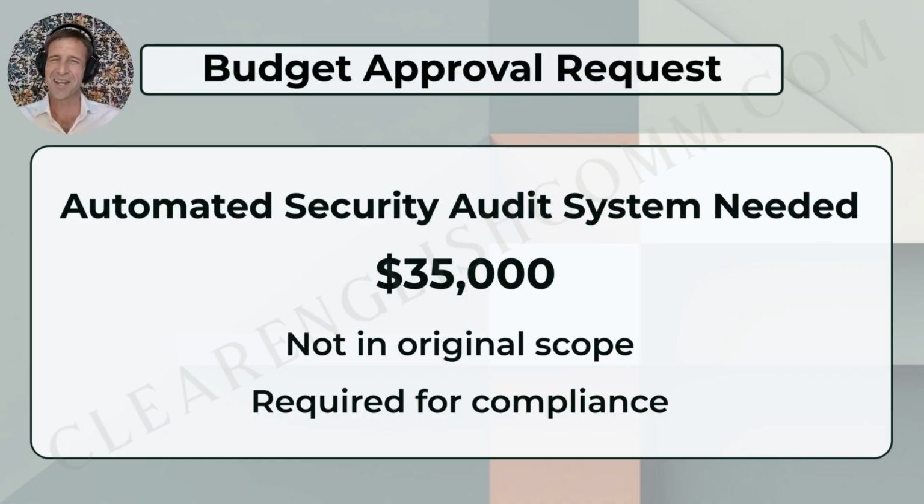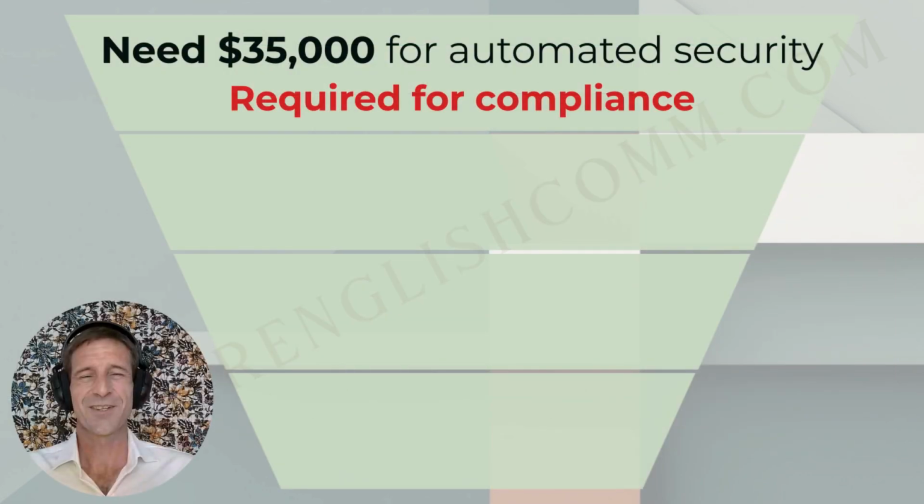Let's look at an example. We need $35,000 to implement automated security that wasn't in the original scope of the project, and it's required for compliance. So we're going to start with the big picture. The ask is clear immediately. The amount's $35,000. The reason we need it is for security. And the consequences, they're all clear from the start.